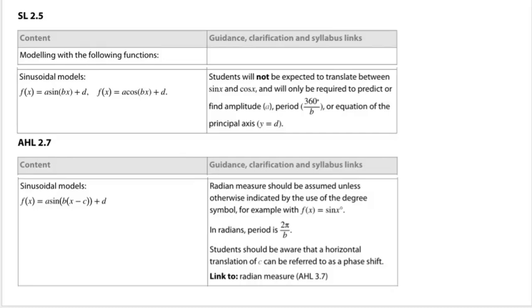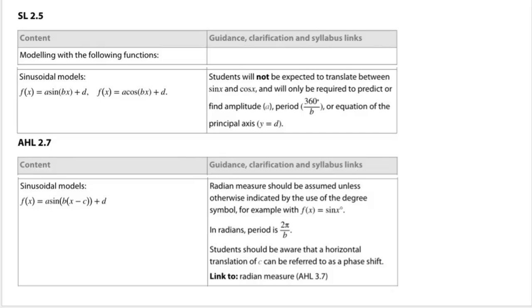So this is the extract taken from the syllabus document. Modeling with functions shows sinusoidal models, both for SL and HL. You can see the only difference is that SL students will only be working with degree angles, and HL students will be working with degrees as well as radian measures. Another thing which is HL only is the phase shift. So I'll be talking about each of these terms.